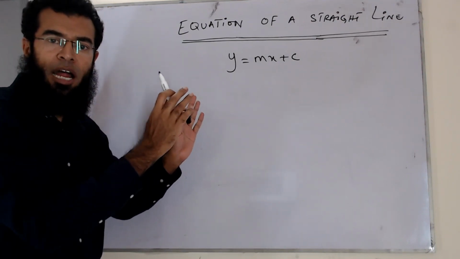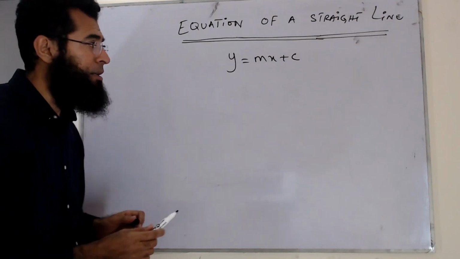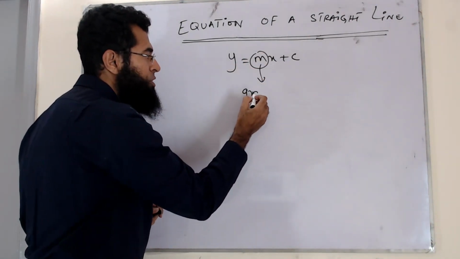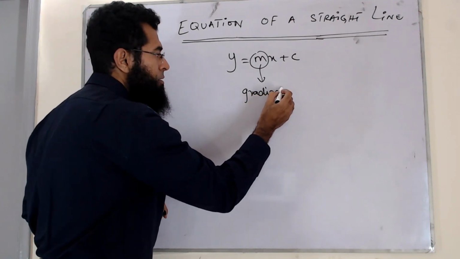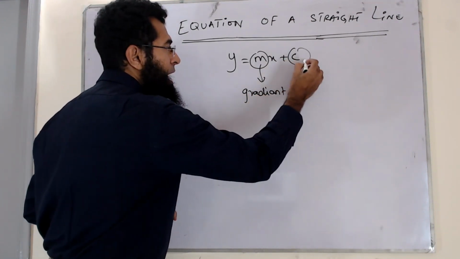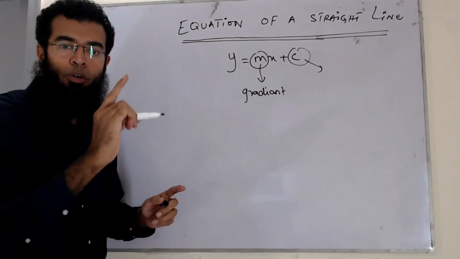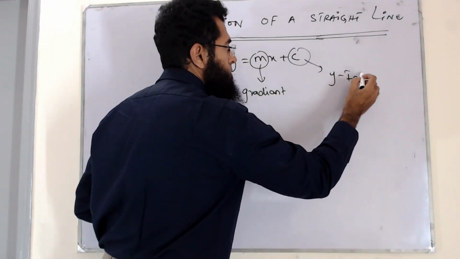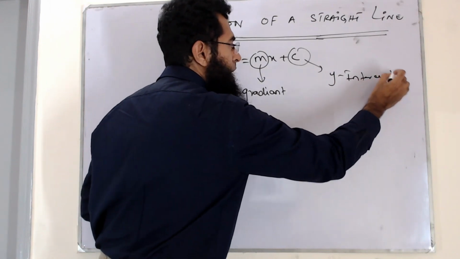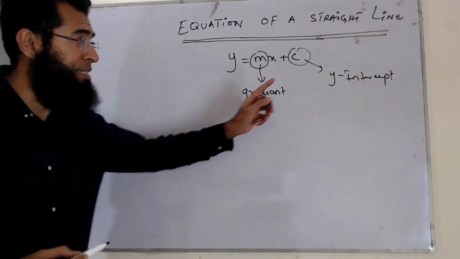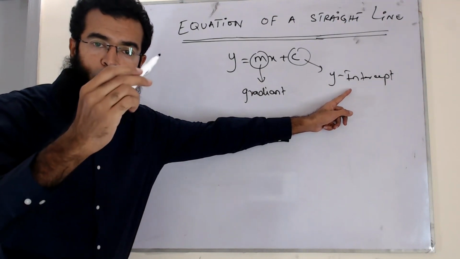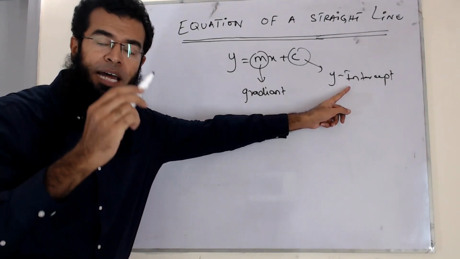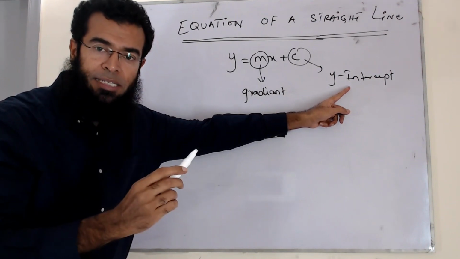So let's first understand what the symbols are. This m stands for the gradient of the straight line, and this c stands for the y-intercept, where the line crosses the y-axis. What do you mean by y-intercept? Where the line crosses the y-axis, right? The intercept that the line makes with the y-axis.